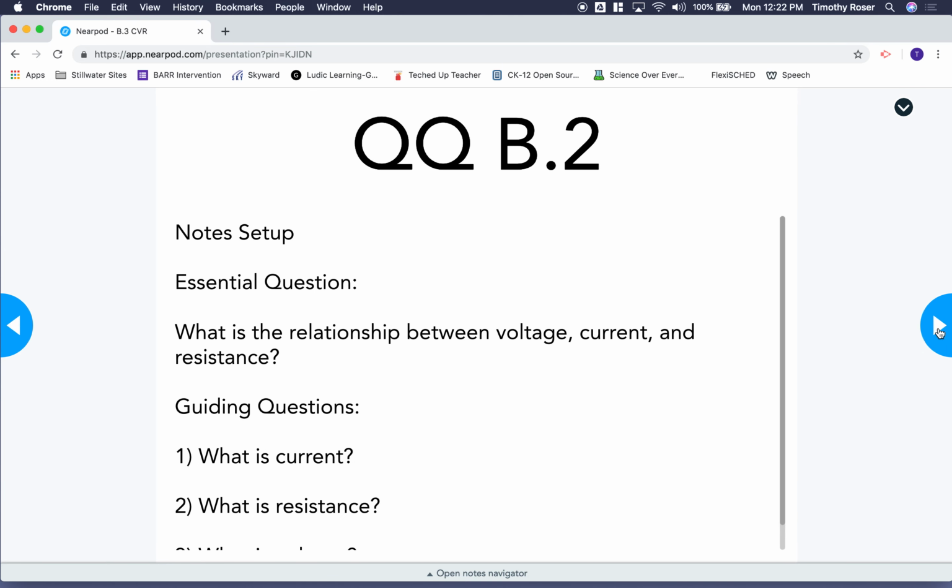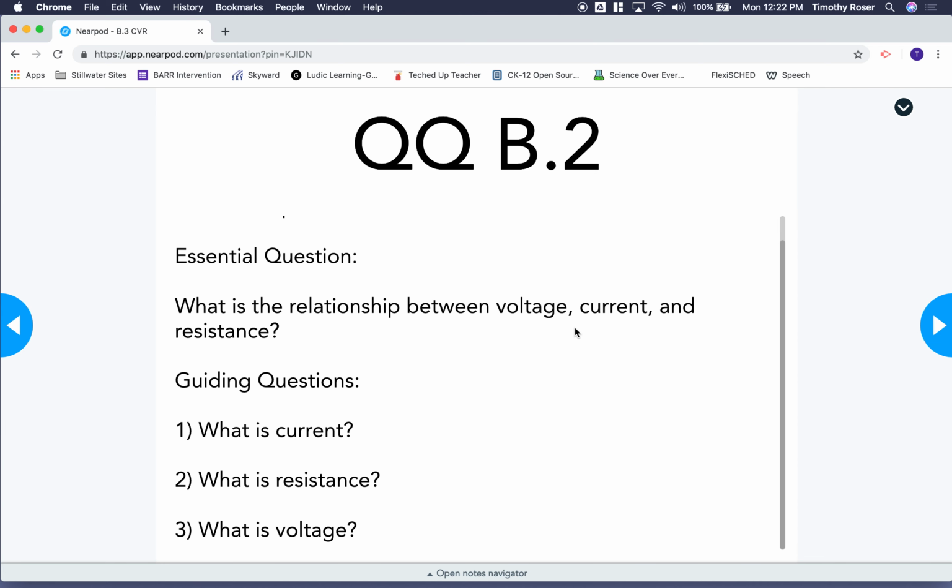I want you to go ahead and take Quick Quiz B.2 and then go ahead and set up your notes. You can scroll down through here to see what the note setup looks like. But our essential question for today is, what is the relationship between voltage, current, and resistance? And the guiding questions are, what is current? What is resistance and what is voltage? Go ahead and pause the video, get the quick quiz and your notes set up, and then resume the video as soon as that is the case.